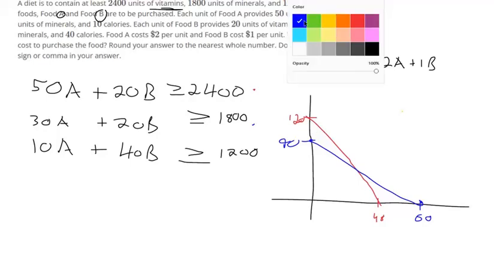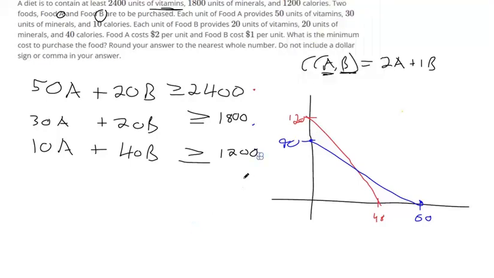And then the last one I'll do in a green color. Plug in 0 for B and solve for A, so you get 120 on the A-axis. And then plug in 0 for A, solve for B. What is that, 30? So there's a line that connects those. Okay, so we got to graph the feasibility region. What that means is we got to shade where the possible solutions are.